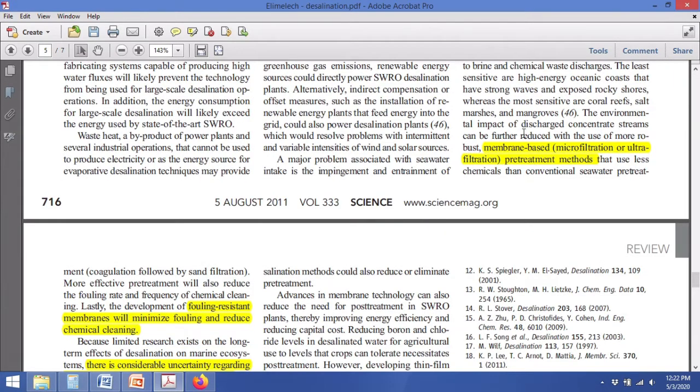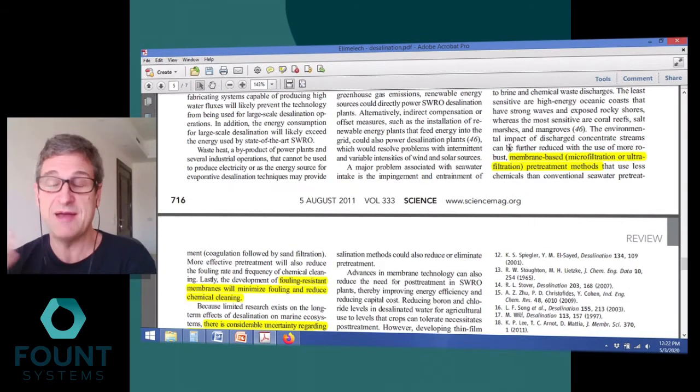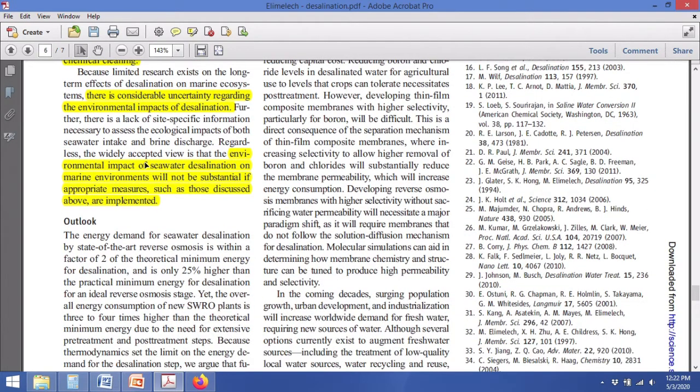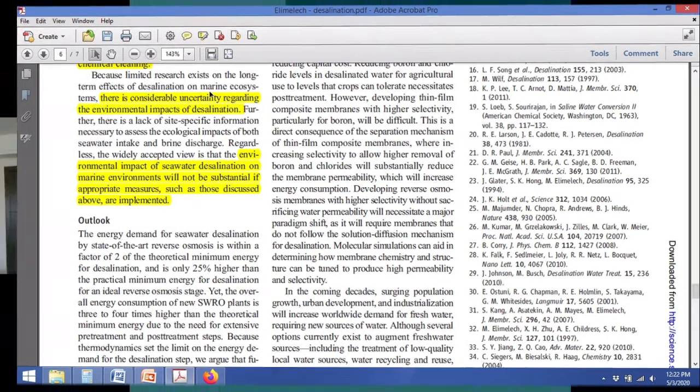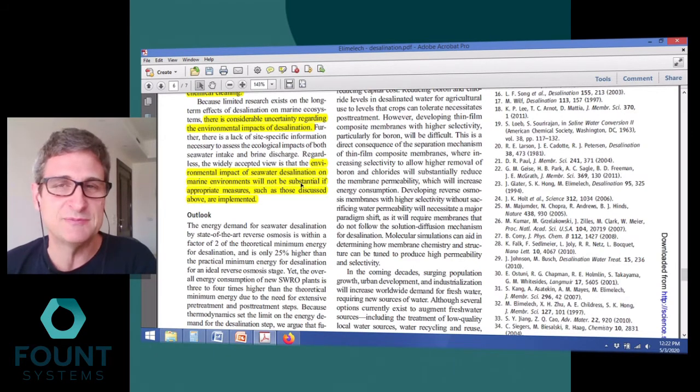Here they're describing membrane-based pretreatment methods. So I'm assuming this is another water purification plant, which begs the question of what happens to the effluent from that plant then. And then here they're suggesting more efficient technology that doesn't require as much inclusion of industrial chemicals for the processes. At the end, the authors acknowledge that there's considerable uncertainty regarding the environmental impacts of desalination, meaning there's not enough research. And they make the optimistic statement that environmental impacts will not be substantial if appropriate measures are implemented. And so you can draw your own conclusions from that summary.